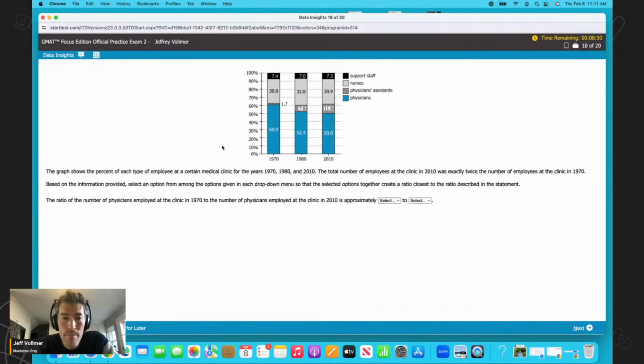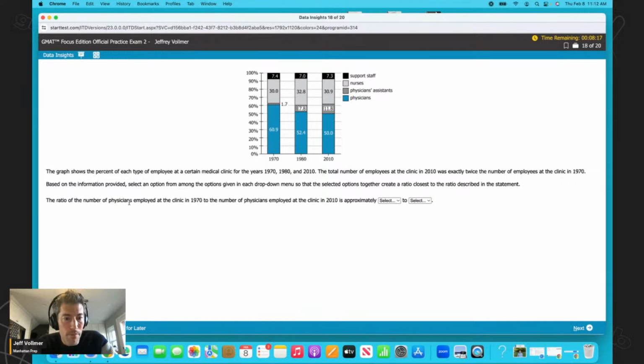All right, 3 minutes of problem. Here we go. Got a graph problem. And I know I'm not going to get an extra MSR. This is great. Okay, so basically employee types by a different decade at a certain medical clinic. The total number of employees was exactly twice the number of employees in 1970. Cool. So even though this 50% is less than this 60.9%, because 2010 is twice the number of total employees, this value would actually be a larger pure value than this one. So things like that to keep in mind.